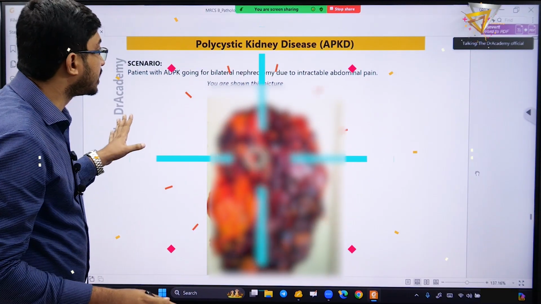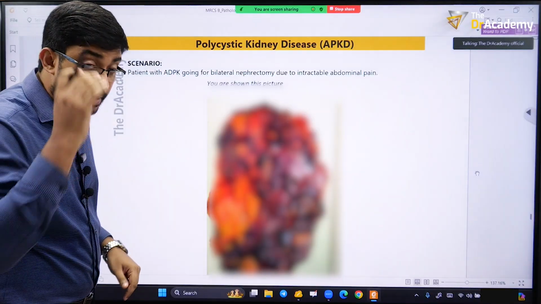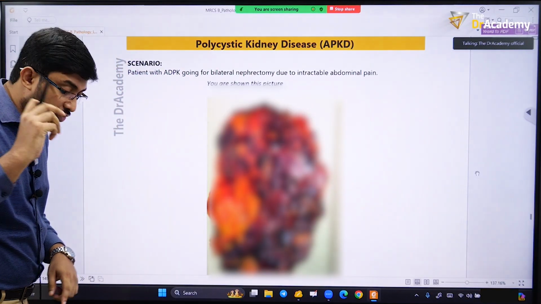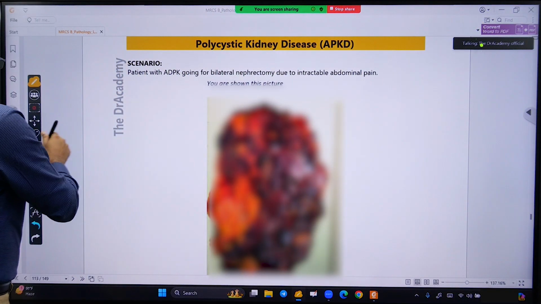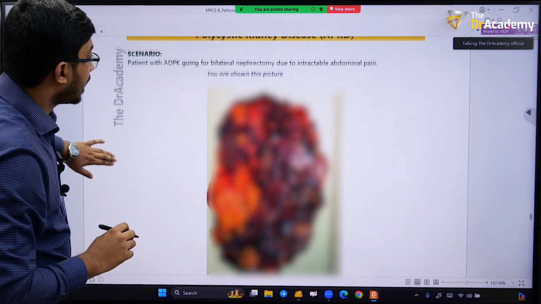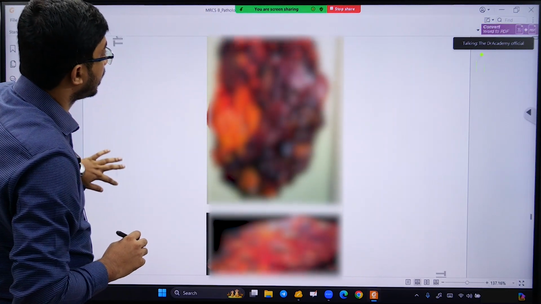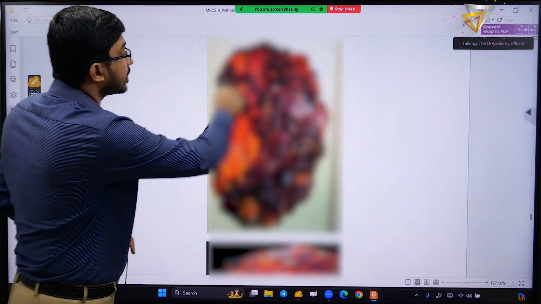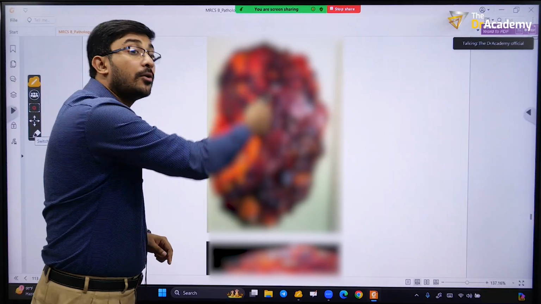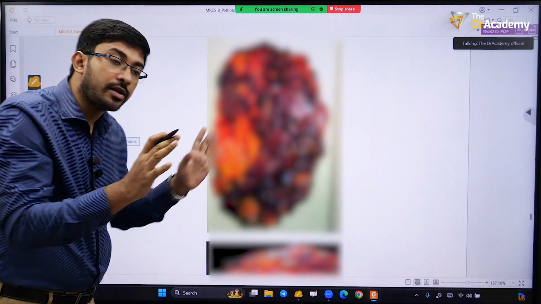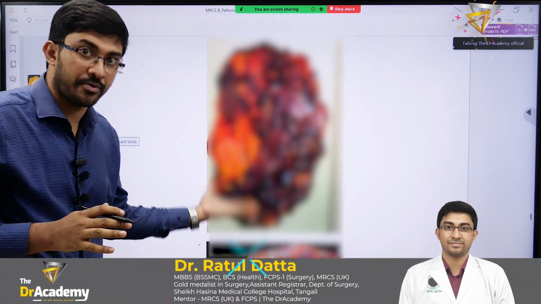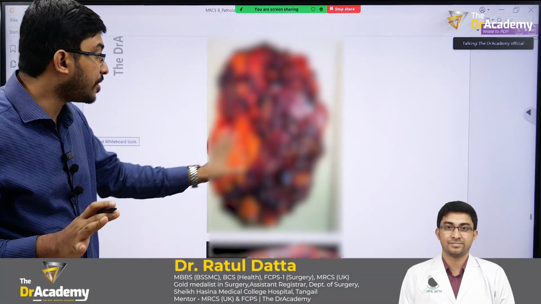Discuss this topic, polycystic kidney disease, along with a new station, that is renal cell carcinoma. I will discuss few questions about renal cell carcinoma. First, polycystic kidney disease. Look, a picture is shown here. We all can understand this is a resected specimen of kidney. The first question will be, have you gone through the picture? Have you understood? The examiner will ask you, have you understood?